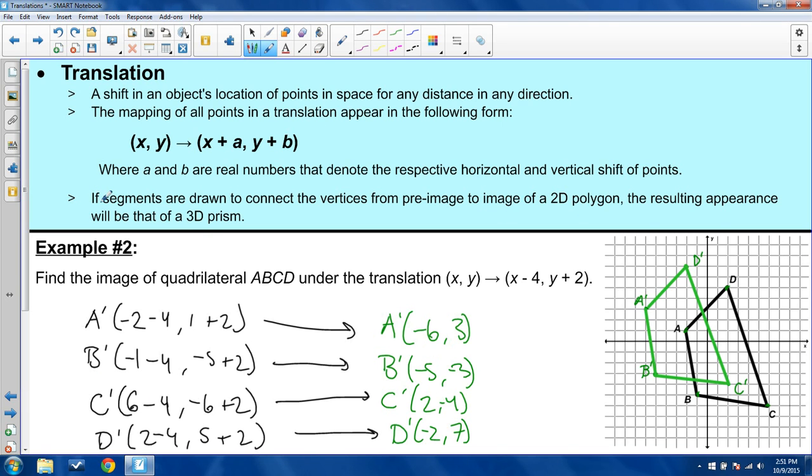Now the last part that I put here was if segments are drawn to connect the vertices from pre-image to image of a 2D polygon, meaning if I connected D to D prime, C to C prime, B to B prime, A to A prime, you get the look of kind of a 3D image. So if you take a look at this here, it kind of looks like one of them cube things. It's a 3-dimensional prism. I have some lateral faces that are going all around, and it kind of gives that appearance of that look. So if you do it right, I mean, look, if you do it wrong, you still might get that look of it.